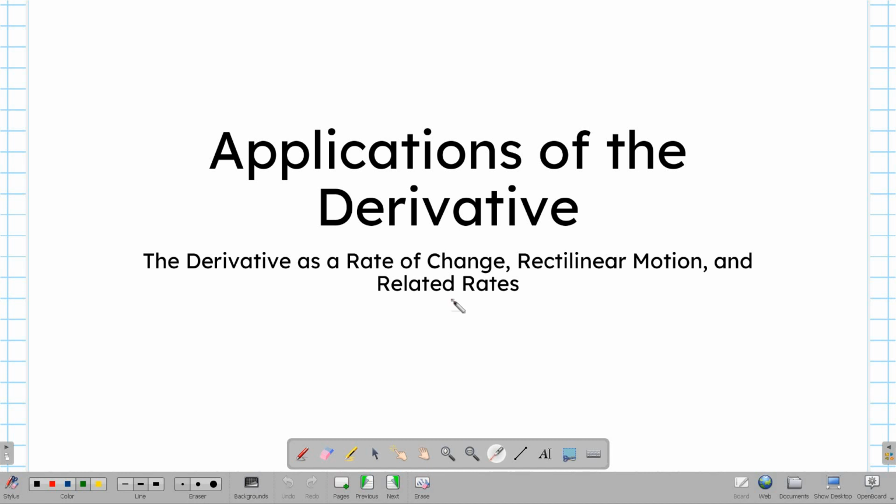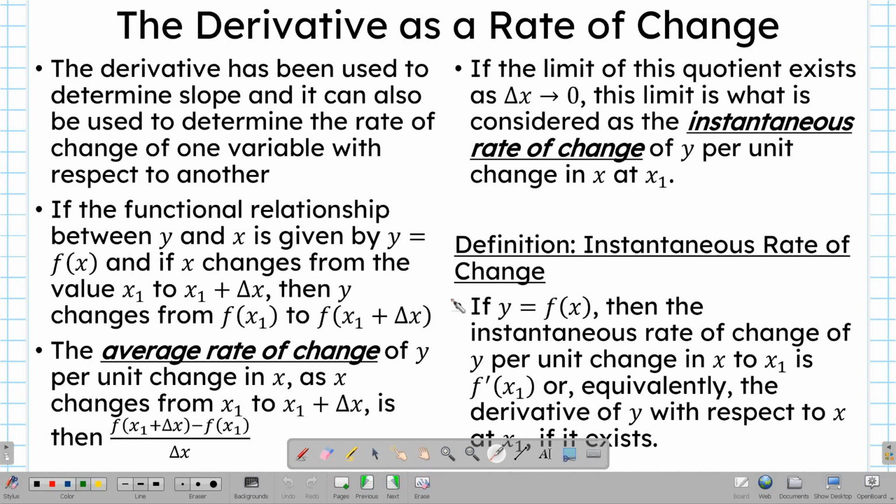Now let's take a look at the different applications of the derivative as a rate of change, rectilinear motion, and related rates. More often than not, or previously, the derivative has been used to determine the slope of the graph of the function at a specific point. And with that, we can also use it to determine the rate of change, how fast or how slow one variable changes with respect to another variable.